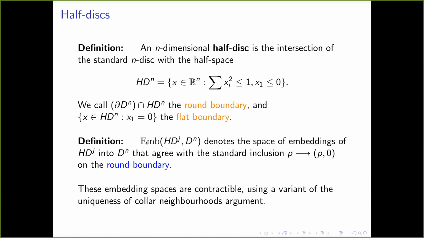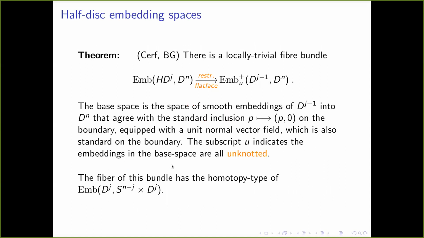So the space of embeddings of a j-dimensional half disk in an n-dimensional half disk means all smooth embeddings that agree with the standard inclusion, but only on the round boundary. And these spaces of embeddings are contractible by the uniqueness of collar neighborhoods argument, the parametrized version of it. You just shrink it down to the part where it's standard. Okay, and then you linearize. I mean, it's a subtle argument, but it's fairly standard.